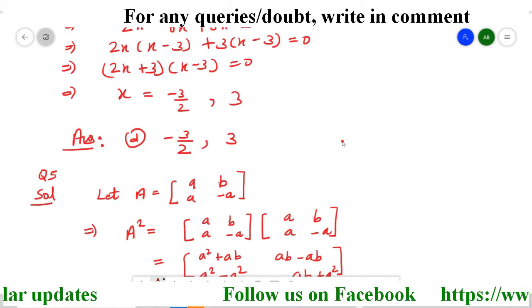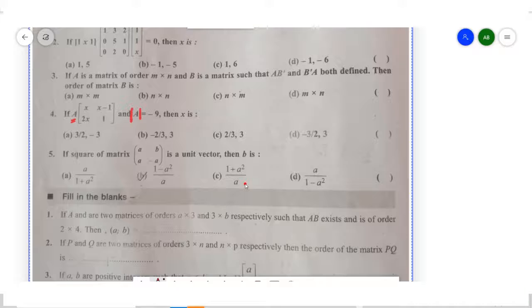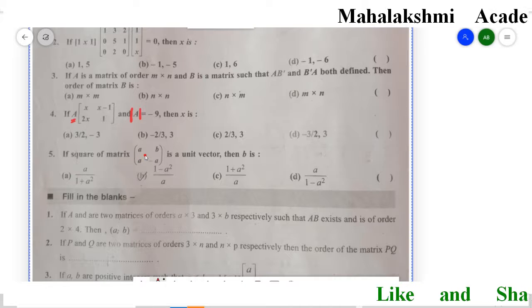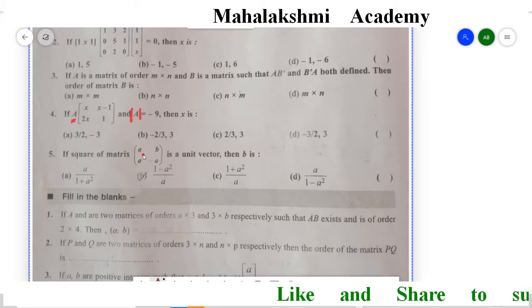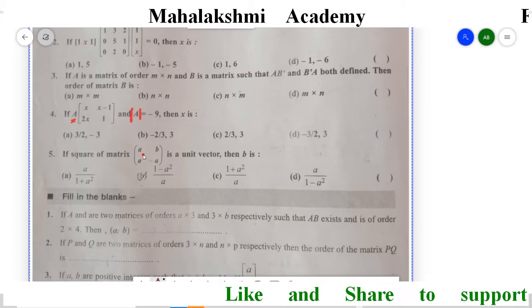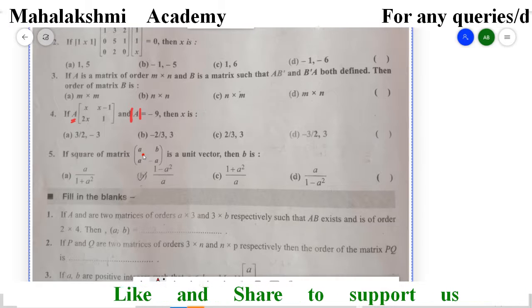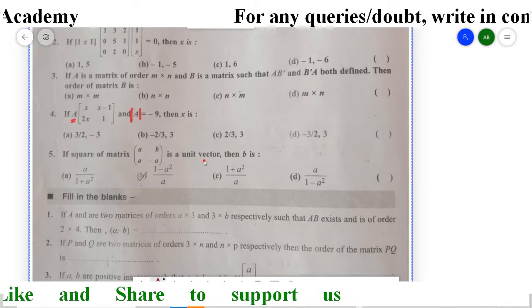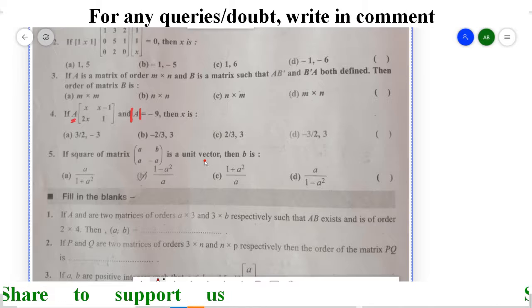Now question number 5. In question number 5, it says the square of a matrix is a unit vector. The meaning is that first we have to do the square, and that the square of the matrix is a unit vector means after squaring the matrix we have to find the determinant of that square matrix, and that is equal to the unit vector. Unit vector means the modulus of a unit vector is how much? 1. So that is equal to 1.